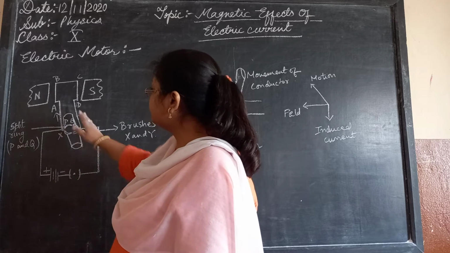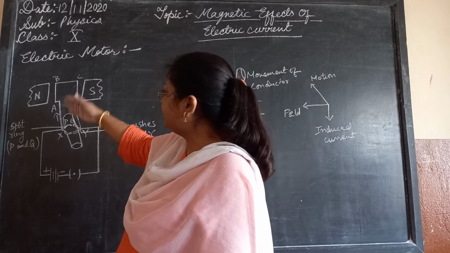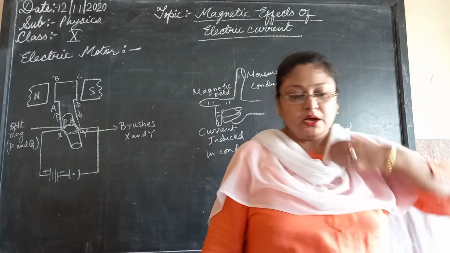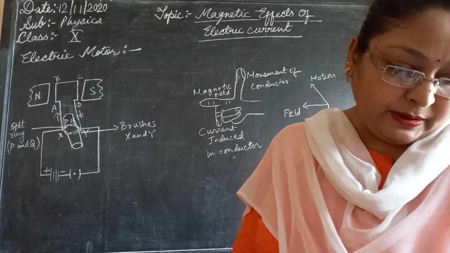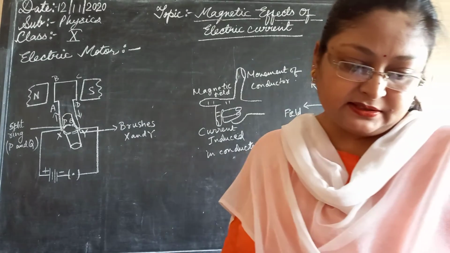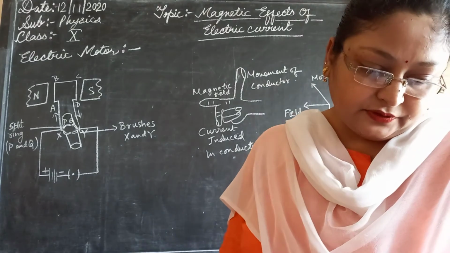DCBA. Why? Because it is moving like this. DC is downward and AB is upward, moving upward. So in this manner it is moving. So AB pushes it downward. AB is at the top and CD at the bottom. It is in the reverse direction.